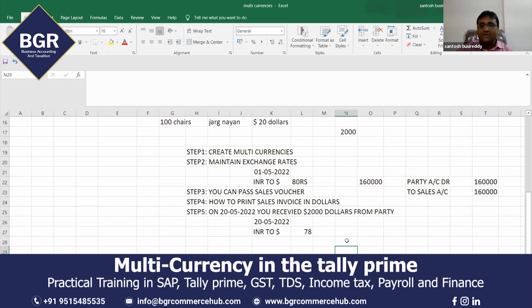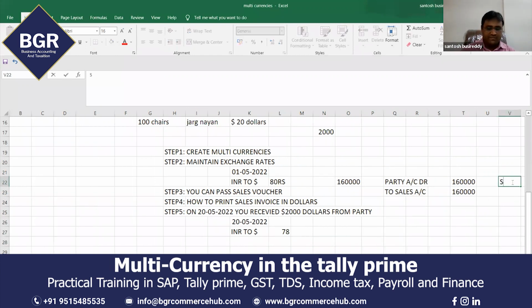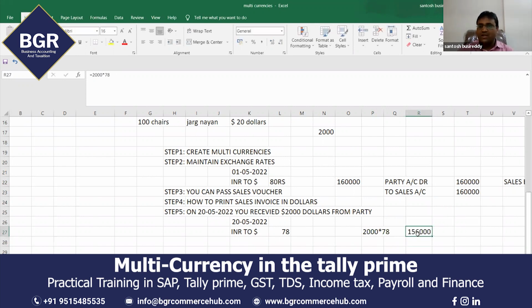But how much amount are you receiving? This is the sales entry. But how much amount did you receive on this date? $2,000 into what rate? Only 78 rupees you received. So $2,000 into 78, only 1,56,000 you received. So what is the entry you have to pass? Bank account debit to party account.